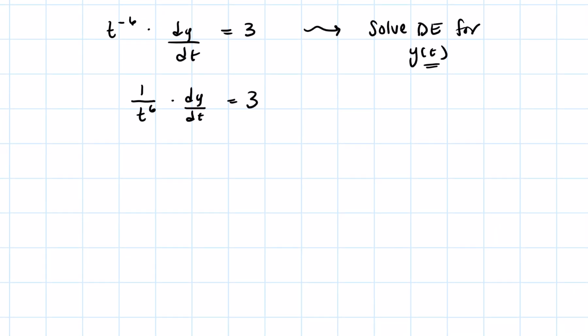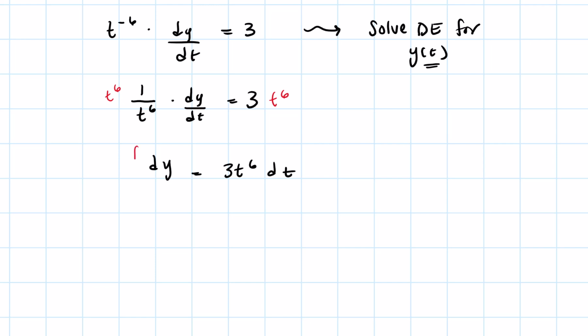And therefore, when I multiply both sides by t to the 6th, we're going to end up with dy/dt equals 3t to the 6th. And I'm going to separate the differential as well. So I'm going to go ahead and do that in one line here. We're going to get dy equals 3t to the 6th dt.